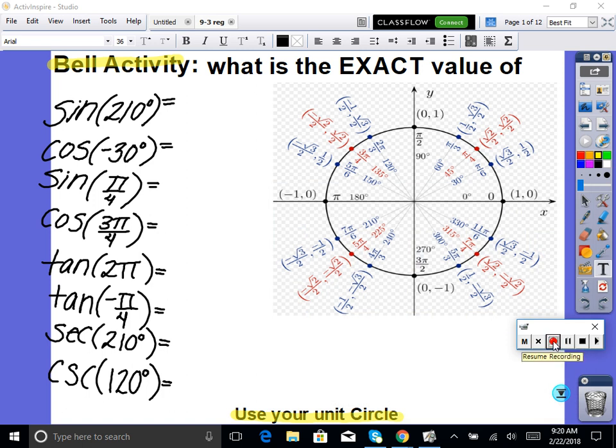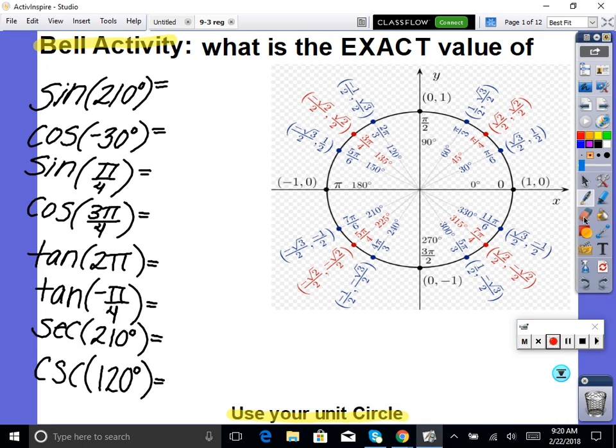Go through it quickly. So remember, cosine is x, sine is y, tangent's y over x. Secant is the reciprocal of cosine, and cosecant is the reciprocal of sine. So here we go, sine at 210. Go to 210, find the y value. What'd you get? Negative 1/2. Agreed? Yeah.